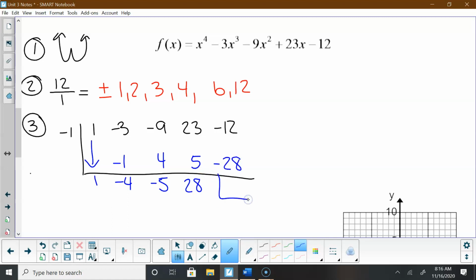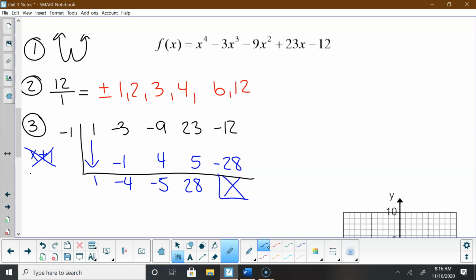Is my remainder here 0? No. Well, here's the thing. If it's not 0, I don't care. This is why you make the list of your possible rational zeros, because this tells me that x plus 1 is not divisible into that polynomial. So this one's out of the running.